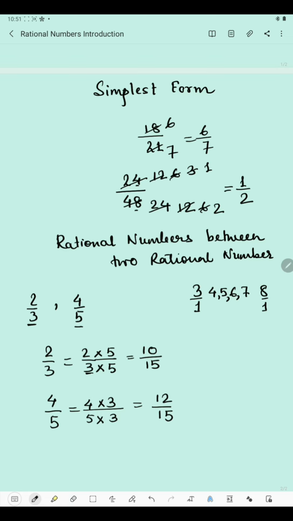Now we can find the numbers in between. So here, what numbers come in between? Here only one number comes, because between 10 and 12 only one number comes, which is 11, right? But suppose you need to find 5 rational numbers. So what should you do in that case? At that time we will have to multiply further by the same number, like 4.